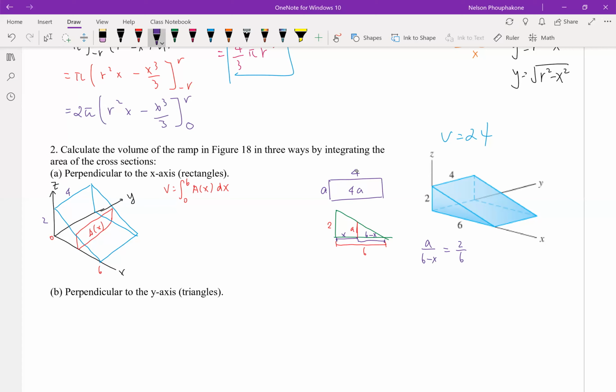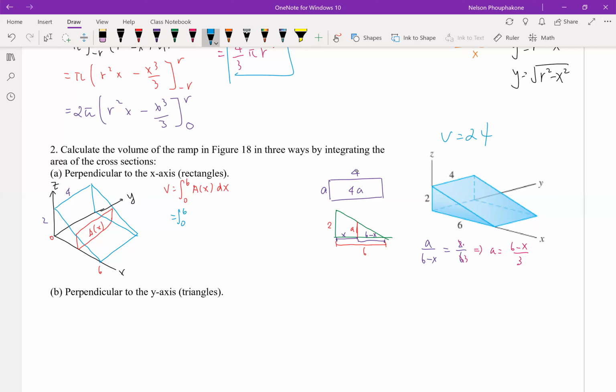Then, of course, to this one, we know that a is (x minus 6) over 3, right? Because this is 1/3 right here. Then now the whole problem becomes a little bit easier to work.